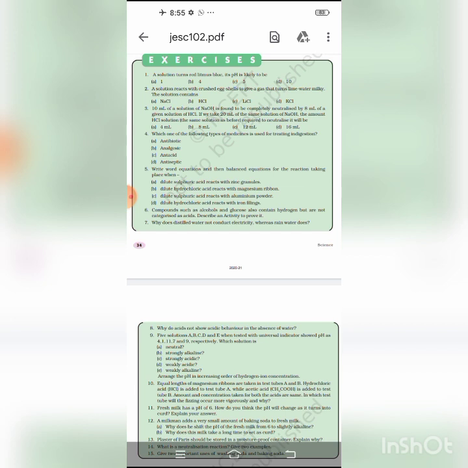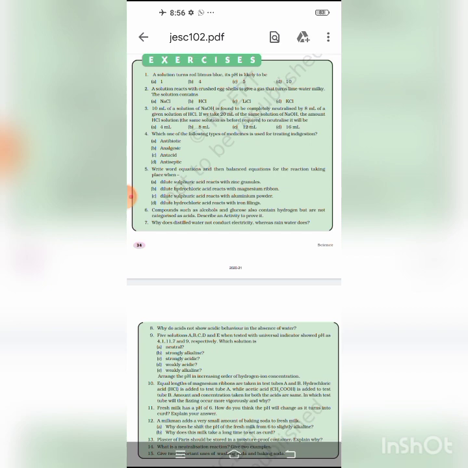Now second question. A solution reacts with crushed eggshells to give a gas that turns lime water milky. So the solution contains, student, HCl. Option B will be your answer, because eggshells contain calcium carbonate which reacts with HCl to give out carbon dioxide, which turns lime water milky. Okay, so your answer will be option B, that is HCl.